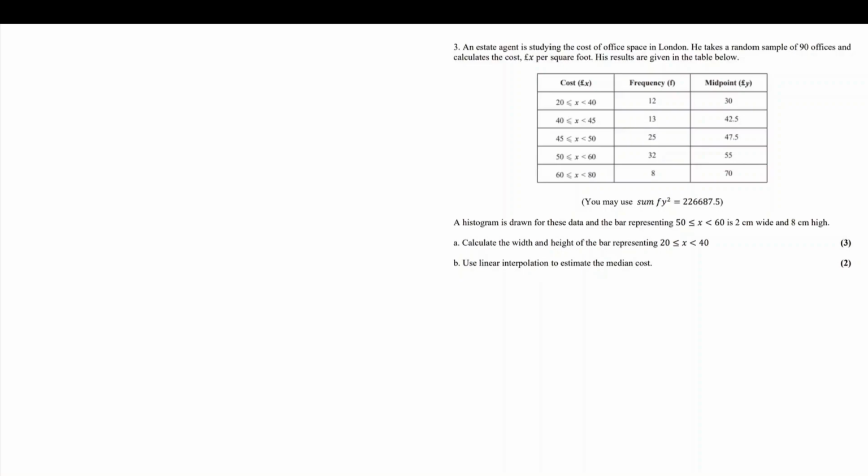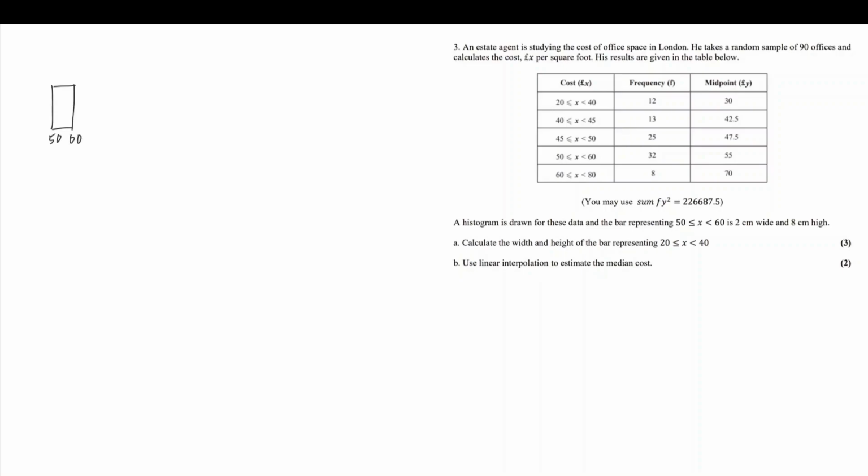Well, for these sorts of questions, we always want to draw a visual of the bar that we're working with. Any histogram can be drawn to any scale, any height, any width. So for this particular histogram, we want to find the ratio between the class width and the drawn width, and then the ratio between the frequency density and the drawn height.